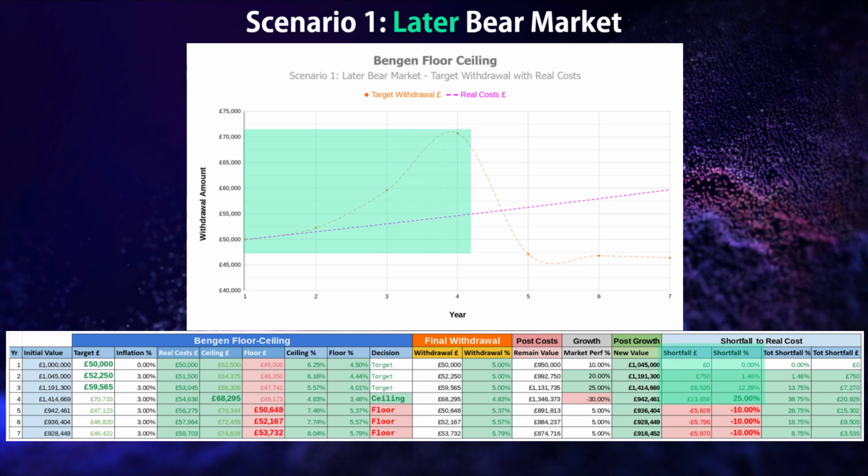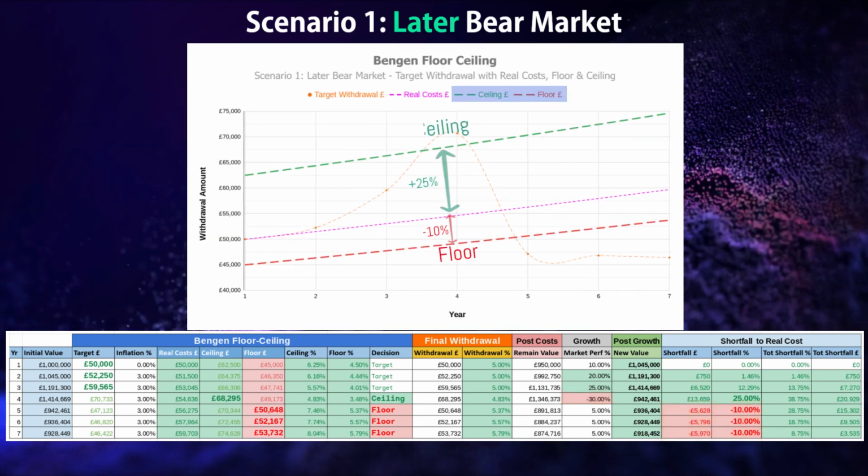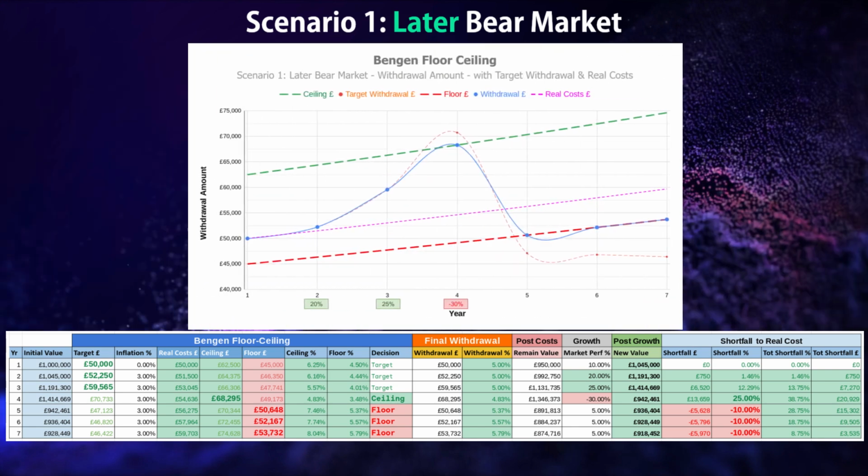In the first 4 years, the portfolio suggests we can spend above real costs. However, after the bear market in year 4, spending falls below real costs for the rest of the period. This is because we haven't yet factored in the floor and ceiling limits, which ultimately dictate what Bengen's strategy allows. As we saw, the target withdrawals breached the ceiling in year 4, then dropped below the floor starting in year 5. When applying the final withdrawals, we see Bengen's strategy recommends the ceiling limit of £68,300 in year 4, and floor limit of £50,600 in year 5.